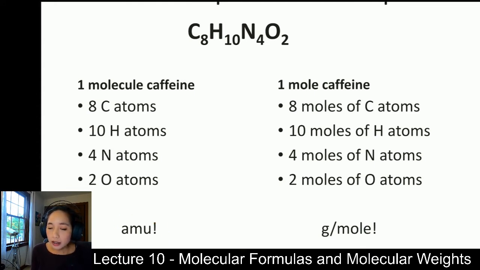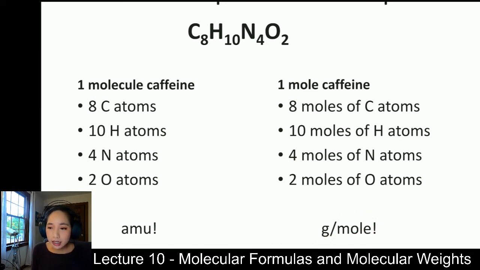But if we want a larger scale that we could actually measure in lab, we want to be talking about moles worth of caffeine, this particular molecule. So a mole's worth of caffeine will have 8 moles of carbon in the sample. There will be 10 moles of hydrogen in the sample, 4 moles of nitrogen, and 2 moles of oxygen. This puts us in a unit that we can actually measure in lab, and if we added all of these numbers up to get a molar mass of caffeine, our unit would be in grams per mole.